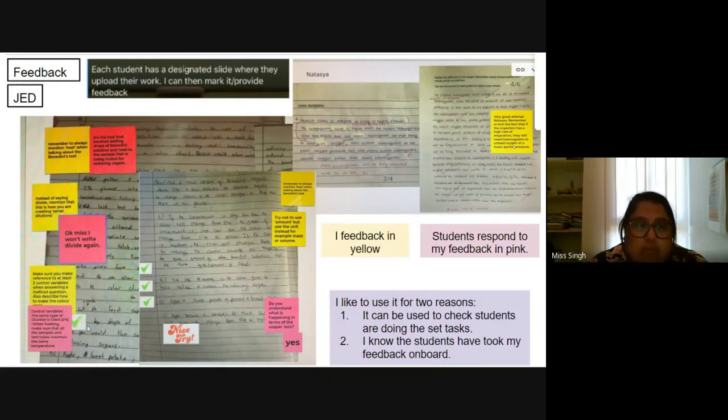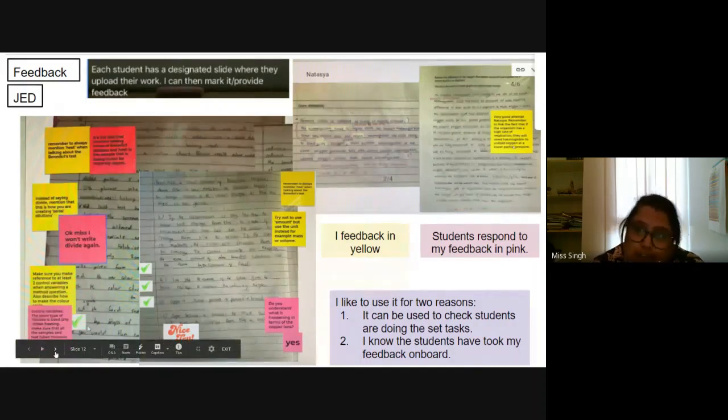The teacher's then been able to use Post-its, which are embedded into Jamboard, to comment on the work, mark it, and provide feedback. What's great is that can be live in the lesson. If you feel like it's necessary, you can go away, have a look at it, and come back. But as soon as it's up there, the children have access to it.